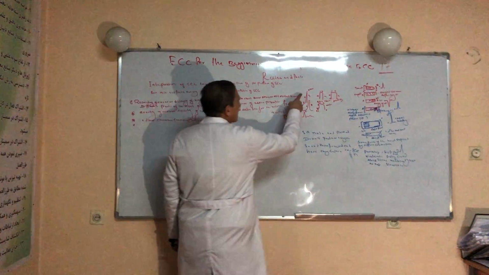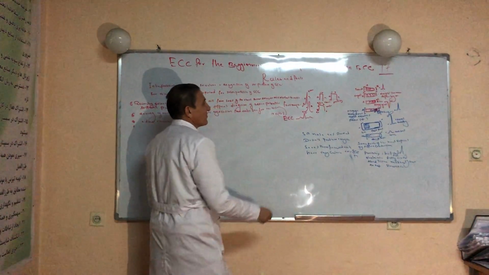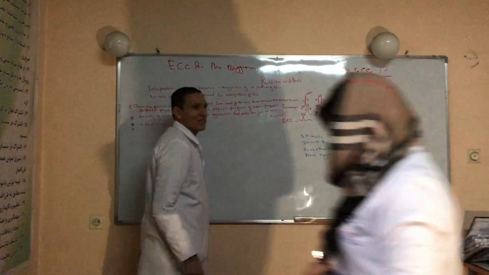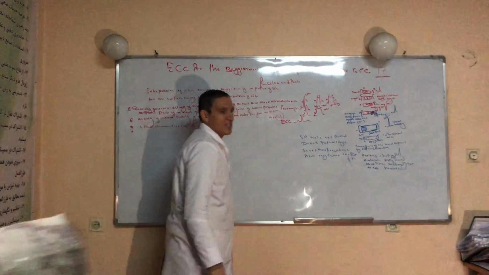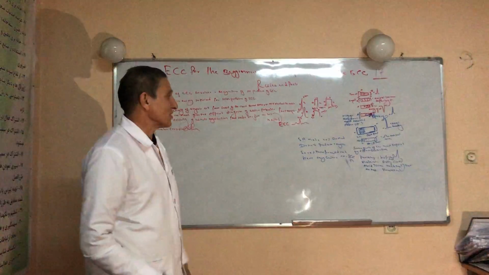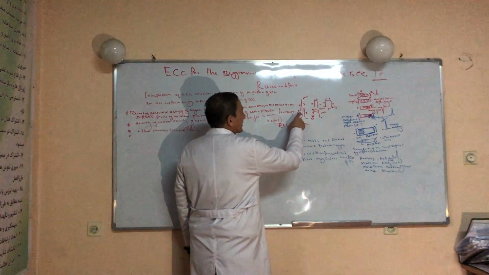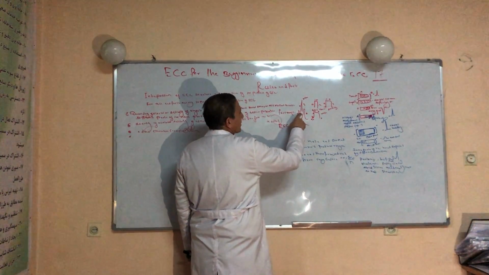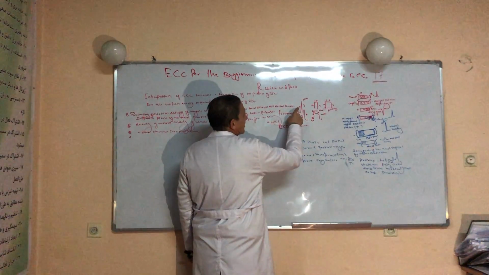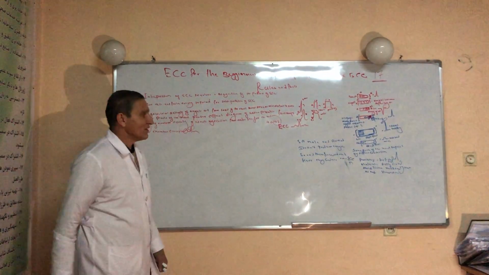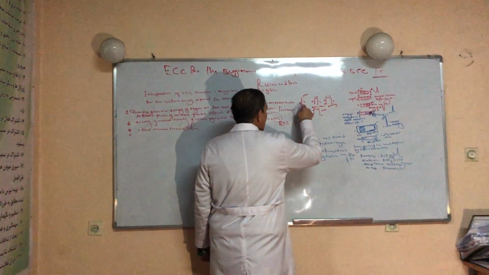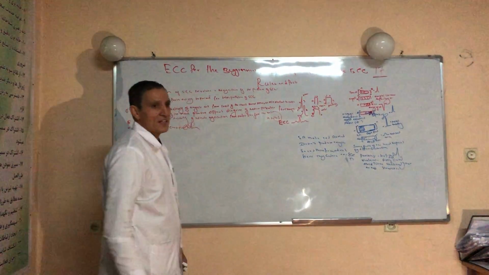For example, first is the SA node. This pattern represents the SA nodal action potential. In the action potential of a SA node, we don't have a plateau phase. This minus 60 represents the resting membrane potential, this 0 represents depolarization, and this 3 represents the rapid phase of repolarization. This is the diagram of the action potential of the SA node.